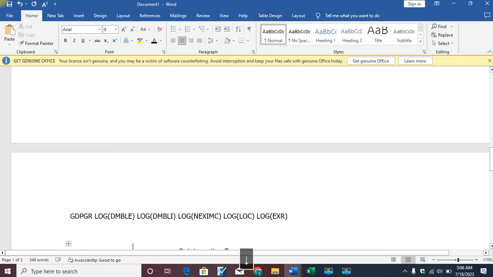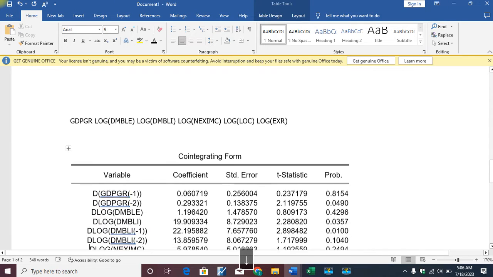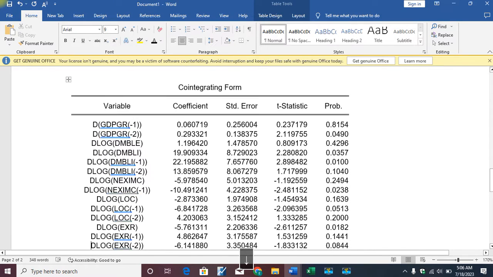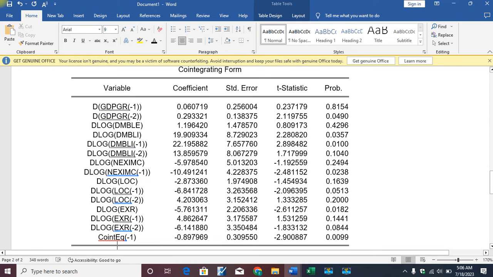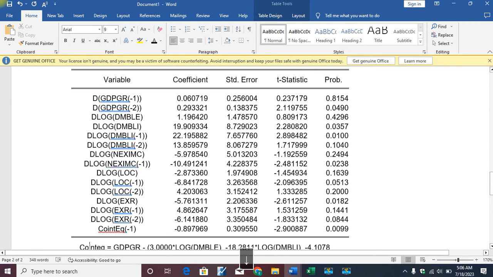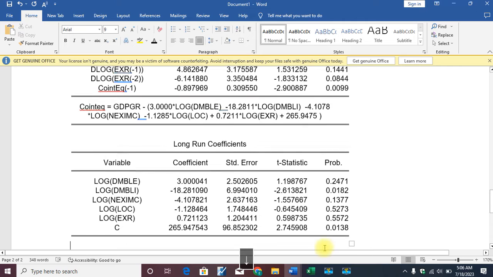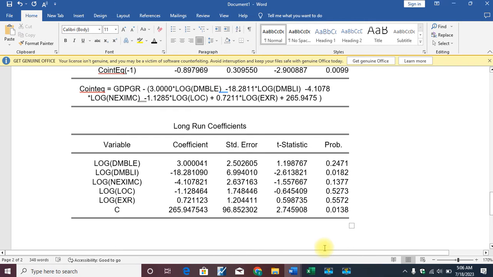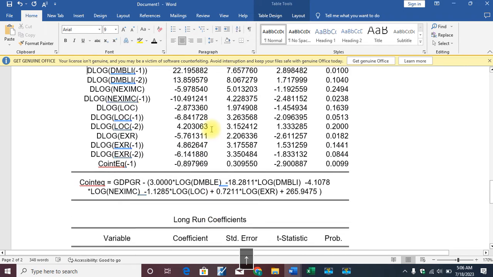This is the result. This is the ARDL short run result. Then this is the ARDL long run result. You can decide to also split it and arrange them in a way that is readable and offer interpretation. So let's go back to the short run results.